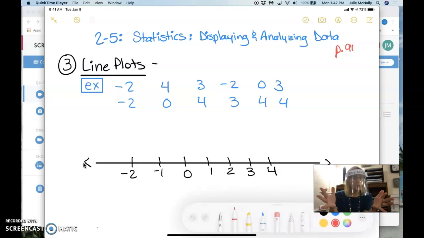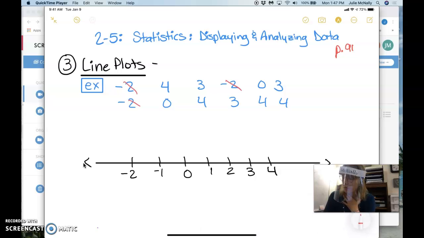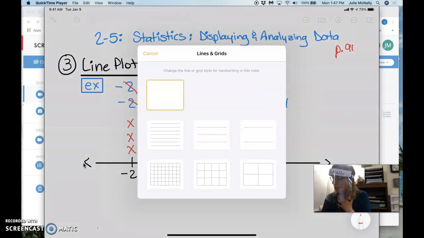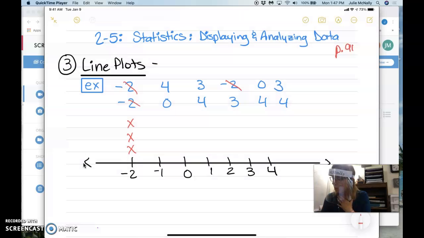Once you figure out the numbers, now you're just going to put an X above each number every time that number appears in your data set. So right now, how many -2's do I have? 3. So I'm going to cross them out so I know I used them. And I'm going to make 3 X's above my -2. And I'm going to switch to lines because in a line plot, your X's have to be even going across the page. So try to keep your 1 X's going in the same line, and if you have 2 X's, they're in the same line. You'll see what I mean.